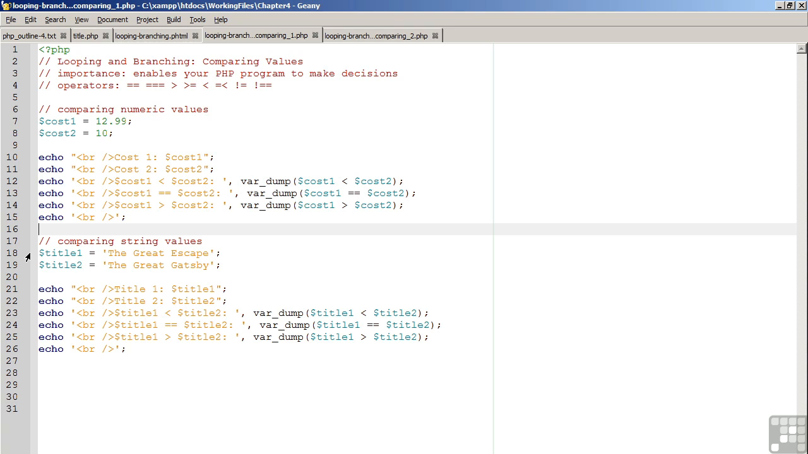Moving to lines 18 and 19, in this case, we're comparing strings. The operation of comparing strings is slightly different from numeric values. What PHP needs to do is to evaluate the strings one character at a time until it finds a character that's different. In this case, we have the Great Escape as title 1, the Great Gatsby as title 2. The first character that's different will be the capital E in Escape or the capital G in Gatsby. On lines 23 through 25, we use the var_dump command to test various comparison expressions, checking to see if title 1 is less than title 2, equal to, or greater than.